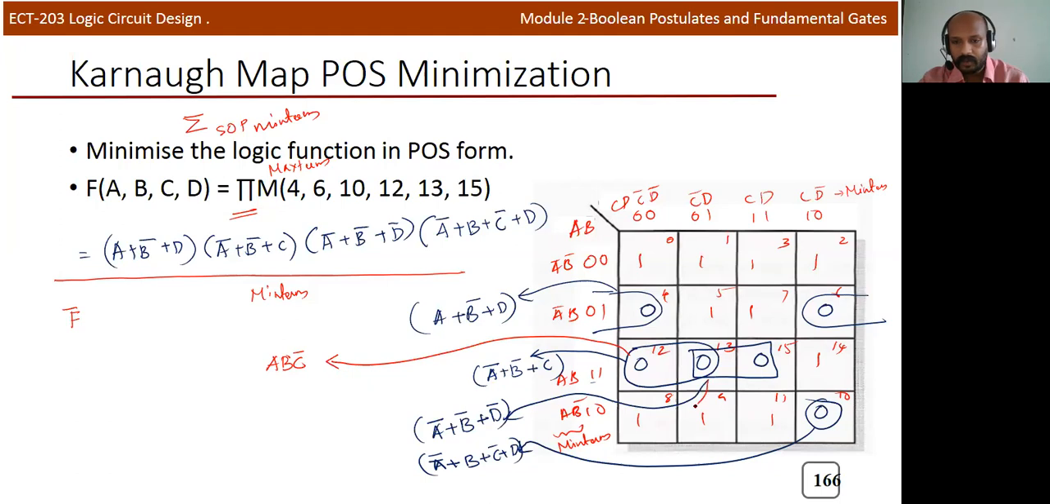And for the second group, if you write the expression, again A B is the common term row wise, column wise the common term is D, so you can write A B D. Now for this particular group, the product term is A bar B, and column wise the common term is D bar, so we can write A bar B D bar.